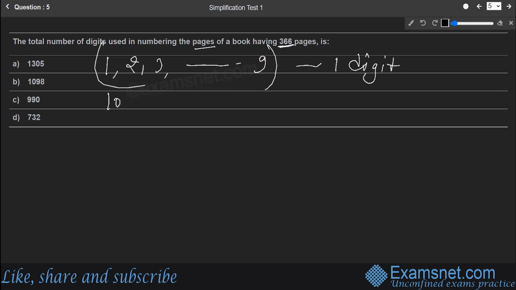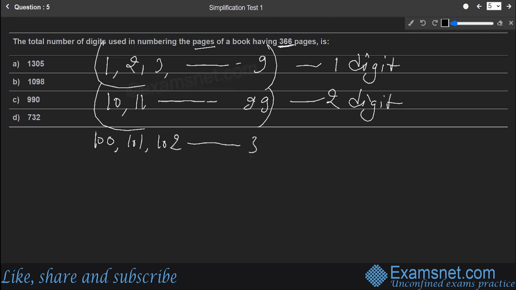Then it would have started from 10, then 11, and so on till 99. So they will be 2-digit numbers. Then after 99, they will be starting from 100, then 101, then 102, and so on till 366.